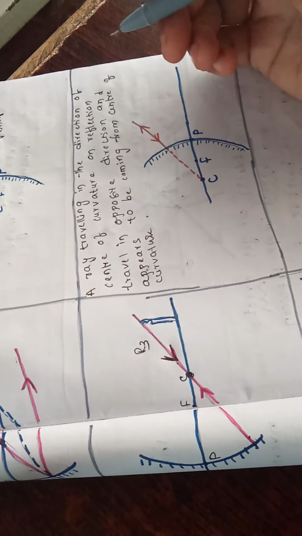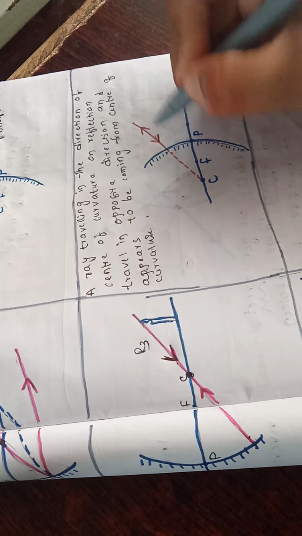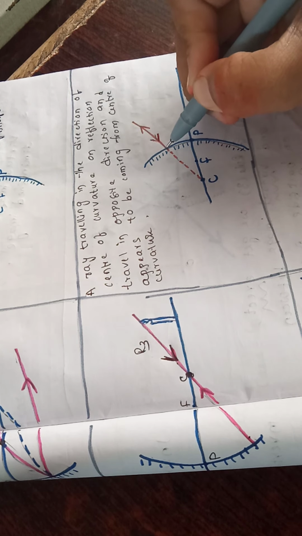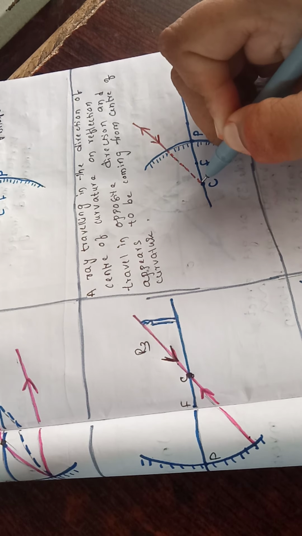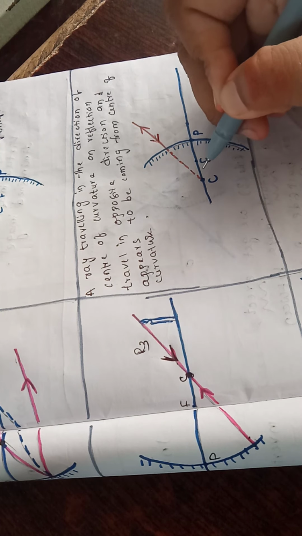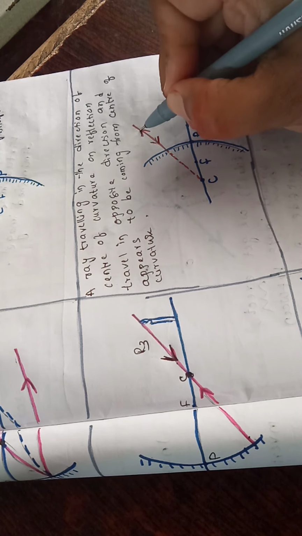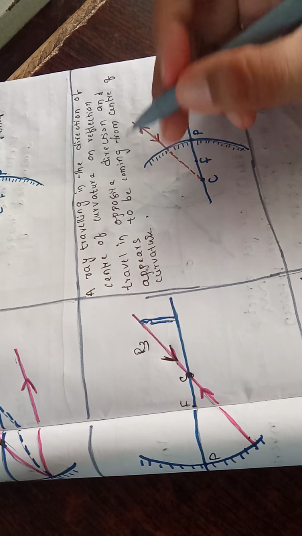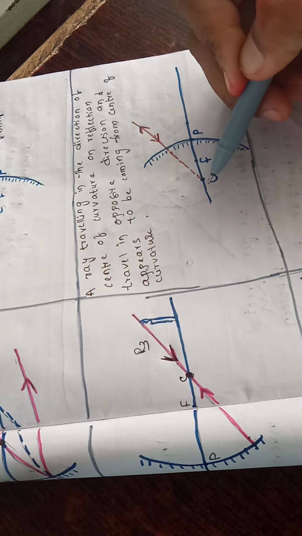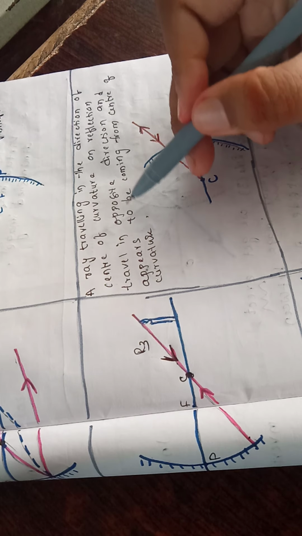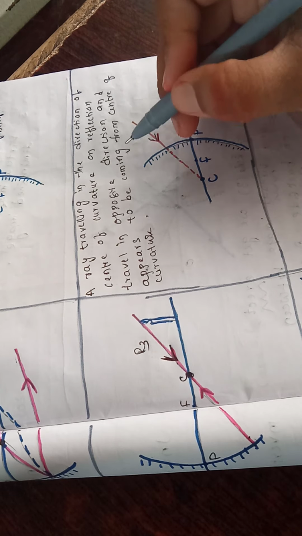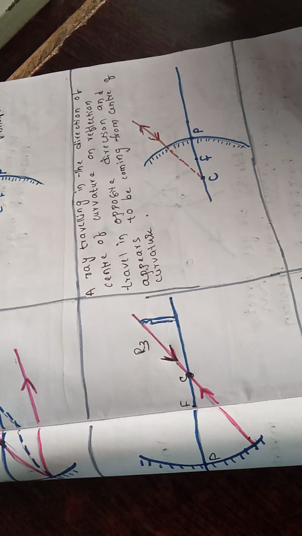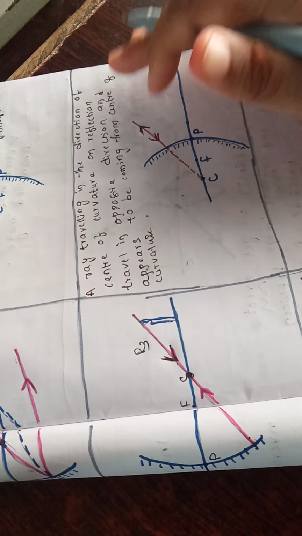Next one, rule 3. Here the rays are coming as if they are traveling in the direction of the center of curvature. After reflection, they appear to be coming from the center of curvature, along the same line. A ray traveling in the direction of the center of curvature, on reflection, travels opposite to the direction and appears to be coming from the center of curvature. So these are the rules for the convex mirror.